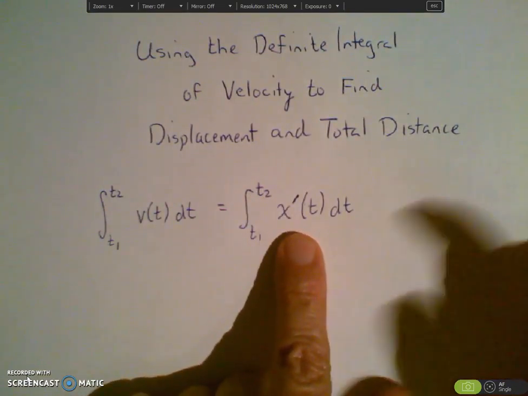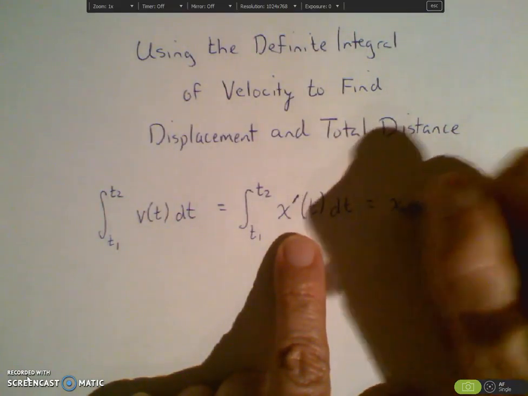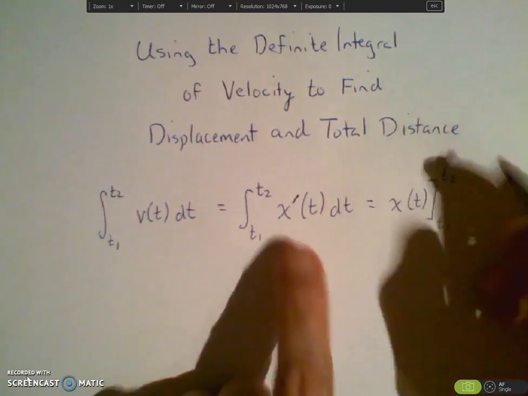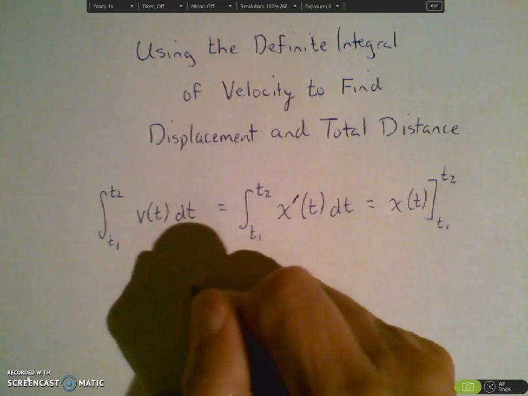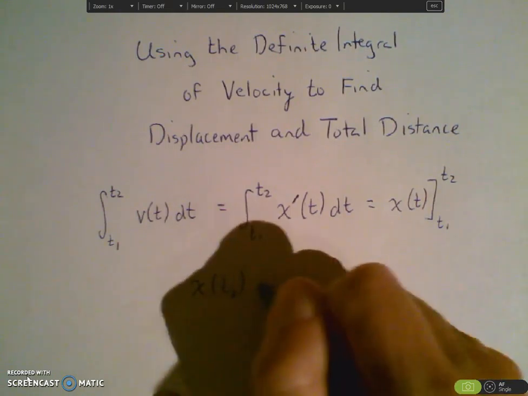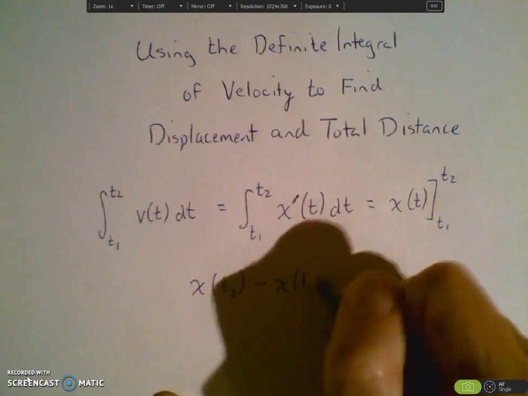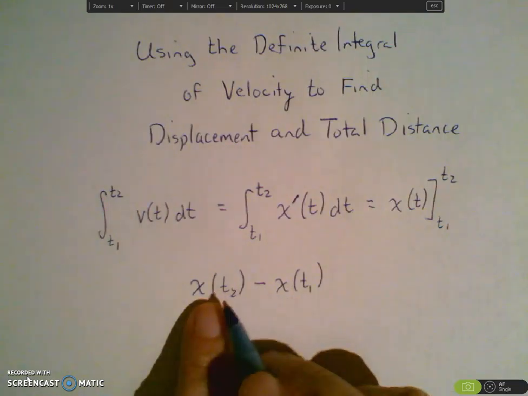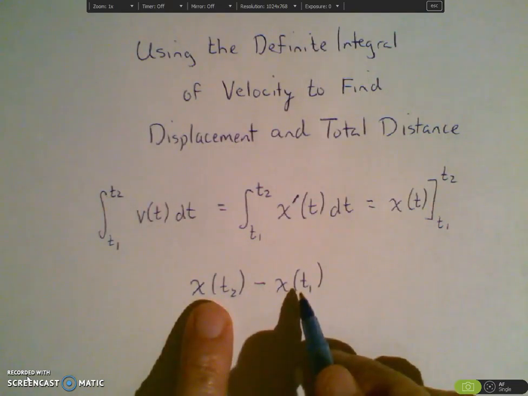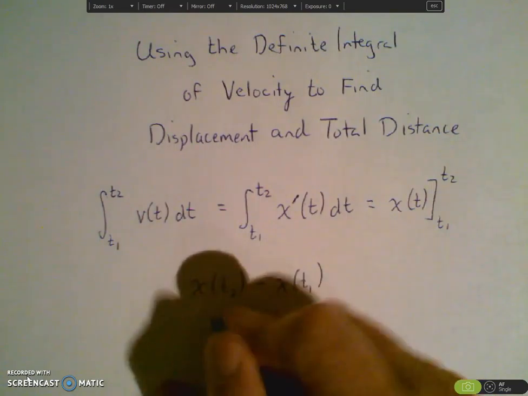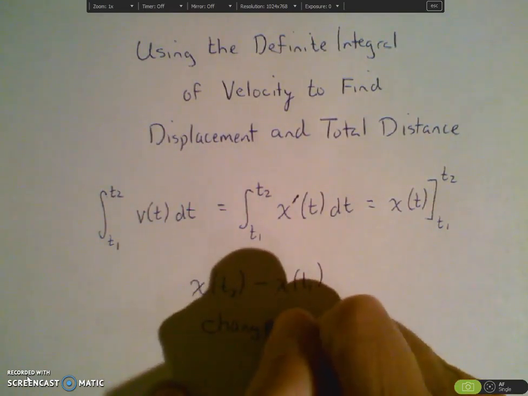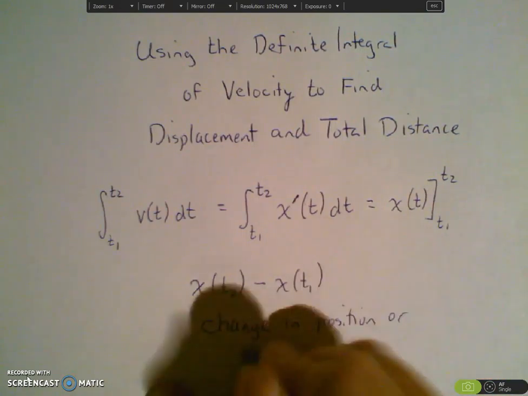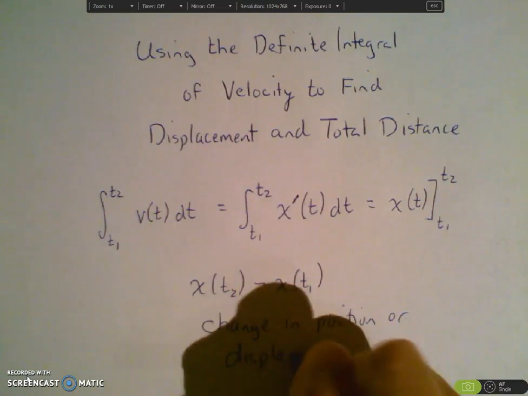If you integrate x prime, you're just going to be at x of t, position, and then using your fundamental theorem, when you evaluate, you will have x of t sub 2 minus x of t sub 1. It's the difference in the positions. So this will give us the change in position, also known as displacement. Change in position, or in physics, displacement.